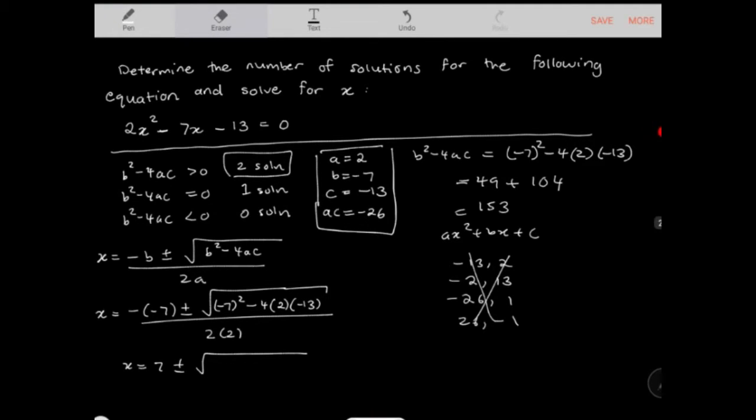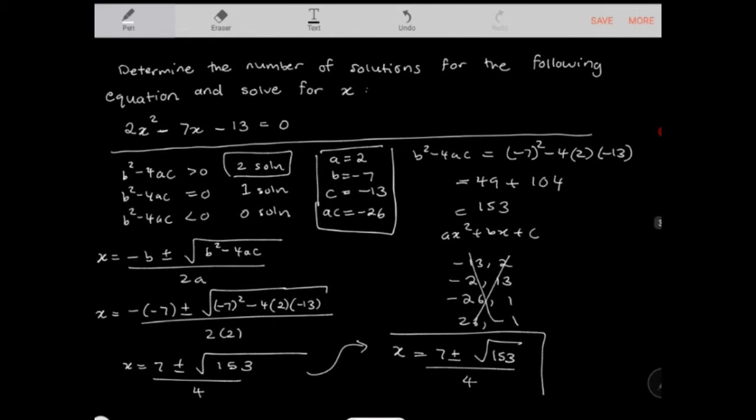Actually, instead of crunching this out, we already kind of figured out the value. So this is where the b squared minus 4ac comes in. This is 153 over 4. Now it's better if you leave your answer in this format, because we don't like to square root numbers that aren't perfect squares. It's going to make our answer less exact. So we can leave our answer like this, and it's perfectly fine. You can't really simplify this any further.